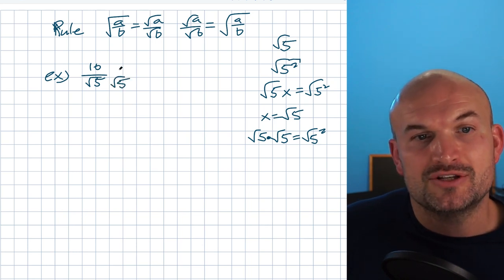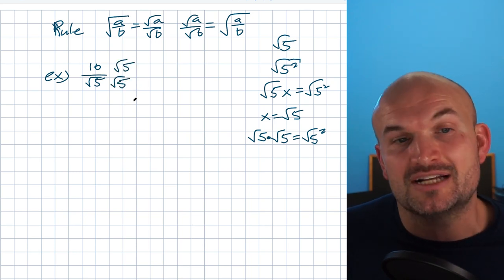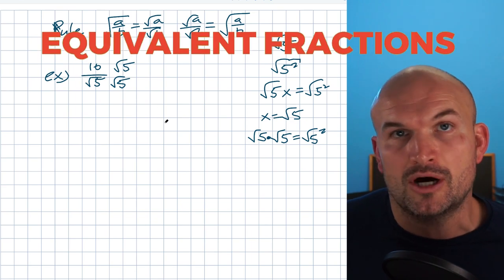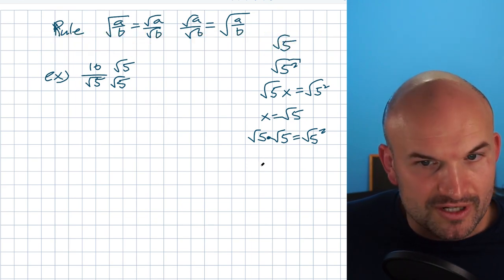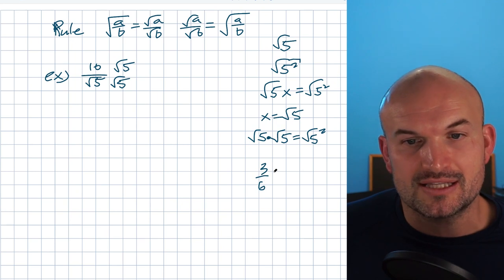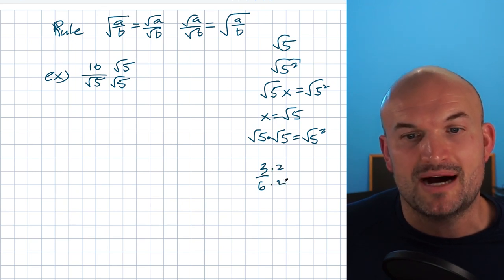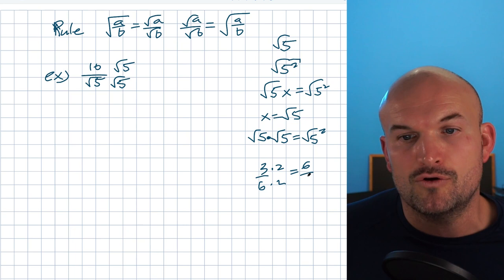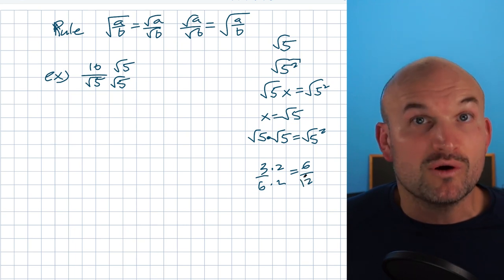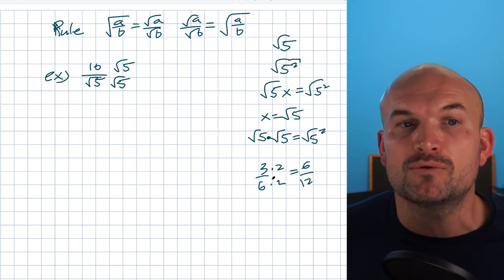Now, again, what you have to do is make sure you do that on the numerator as well as on the denominator, because that's going to produce what we call equivalent fractions. So for instance, if I had 3 over 6, as long as I multiplied by 2 on the top and the bottom, that's going to give me 6 over 12. Well, is 3 over 6 equivalent to 6 over 12? Yes, they're both equal to 1 half.